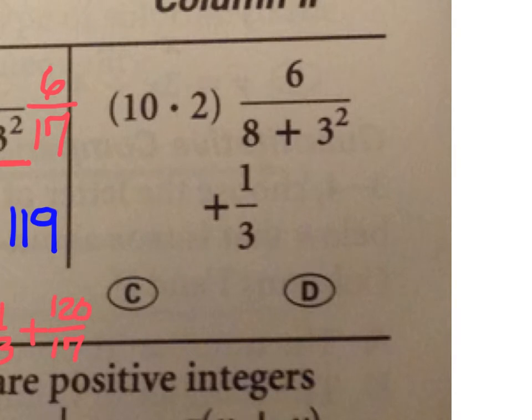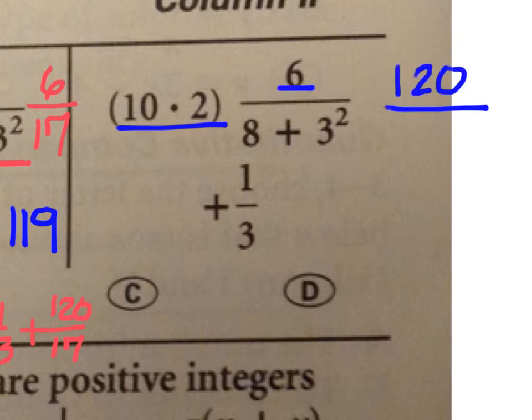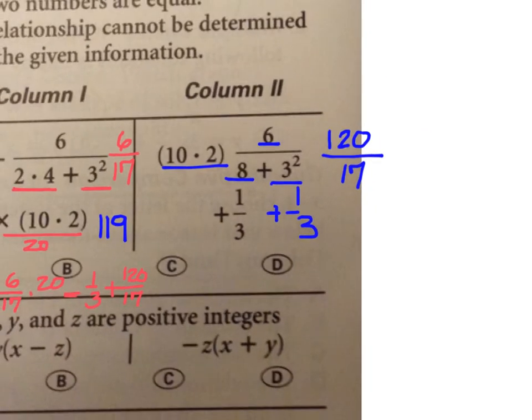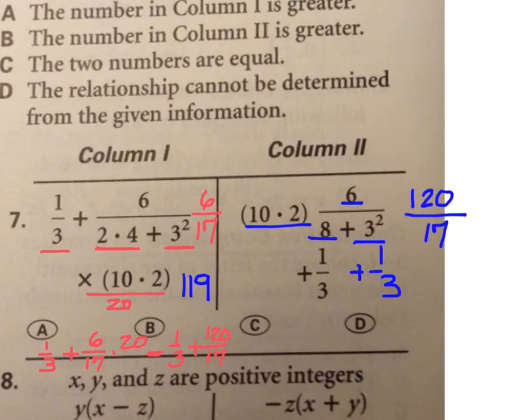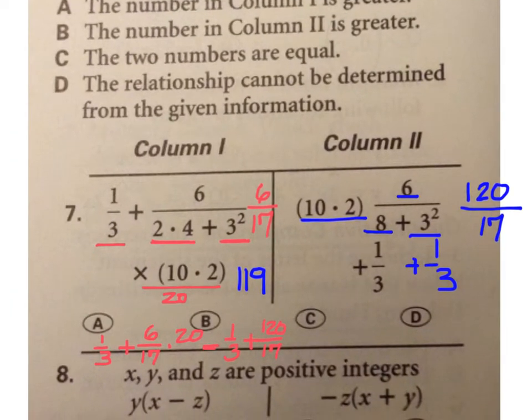Over here we have, let's see, 20 times 6. That would be 120. 8 plus 9 is 17. That should look familiar. And then plus 1/3. Isn't that the exact same thing that we had over here? 1/3 plus 120 over 17. And so that would be choice C.